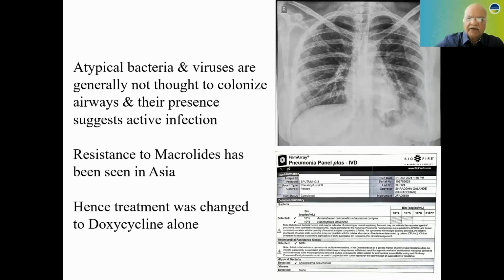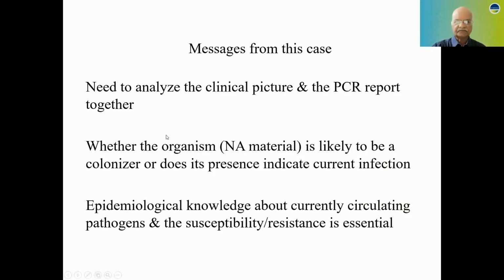Now, these atypical bacteria as well as some of the viruses are generally not thought to colonize airways, and their presence suggests active infection, although there are a few studies which show that maybe rarely it can also be a colonizer. Now, the local epidemiology comes in here again. Resistance to macrolides in Mycoplasma pneumoniae has been seen in Asia. And recently in India, we had a lot of cases, certainly, and Mycoplasma is known to come in crops. So, hence the treatment was changed to doxycycline alone.